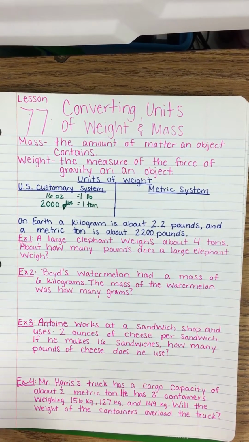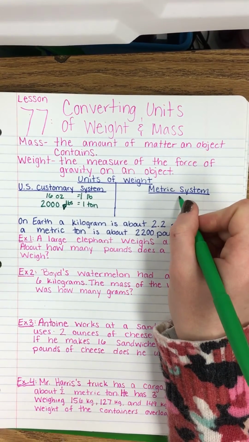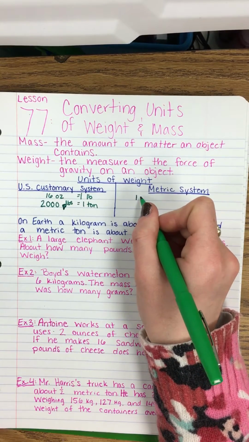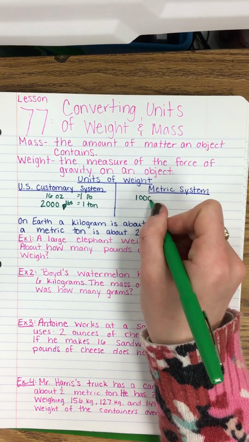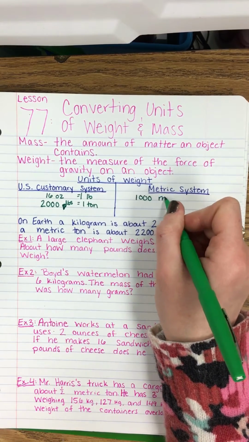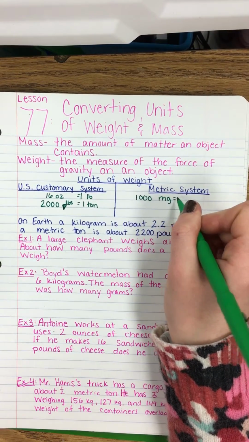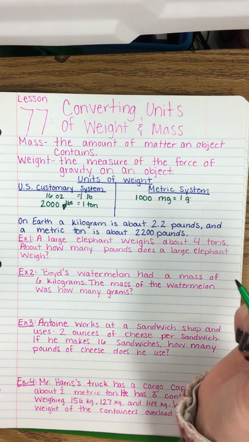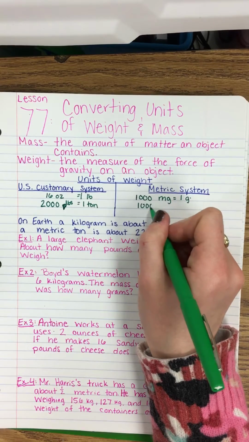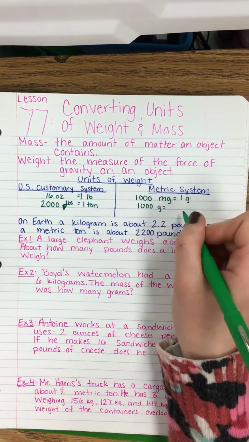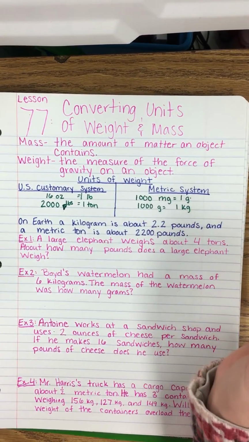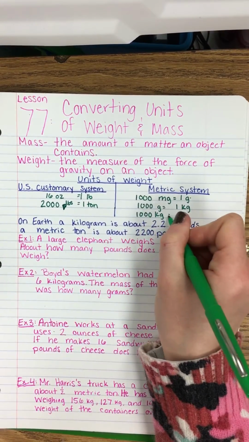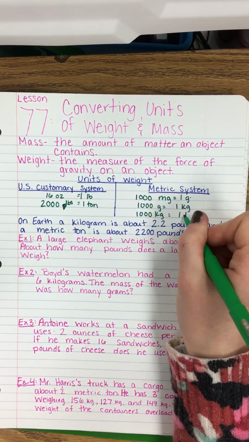The metric system, they use grams, and 1,000 milligrams equals 1 gram. And 1,000 grams equals 1 kilogram. And 1,000 kilograms equals 1 ton.